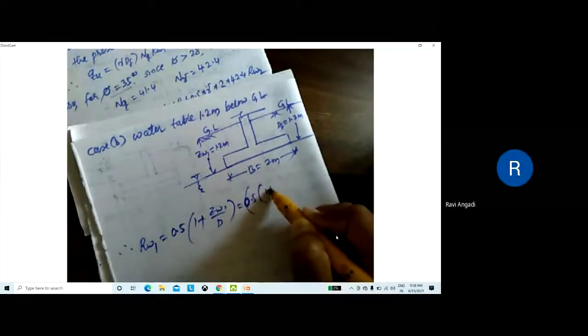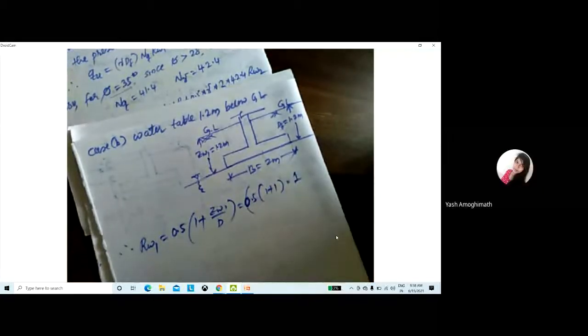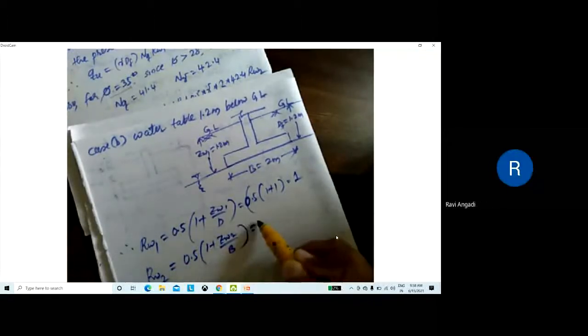0.5, 1 plus 1. Is it 1? Yes, sir, 1. Correct. Similarly, RW2 is equal to 0.5. What is the equation? 1 plus 1 plus ZW2 by B, but it's a 0.5 into bracket 1 plus ZW2 is 0. There is no ZW2 below the footing.